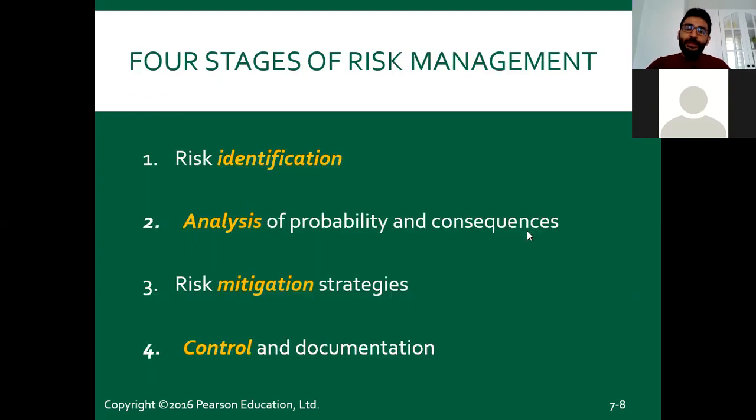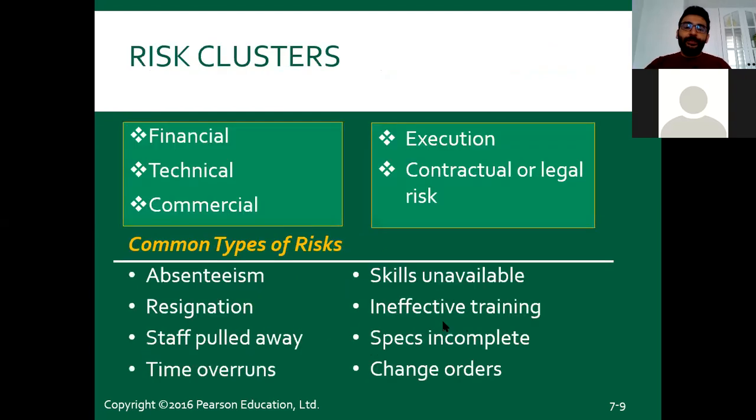So there are four stages that we can mention about risk management. First of all, identification of the risk. What is the risk? What is the probability and the consequences? The second one, analyzing them. And then we will talk about risk mitigation strategies. What does that mitigation mean? We will come to that, and then control it.